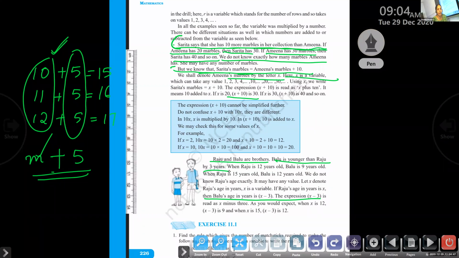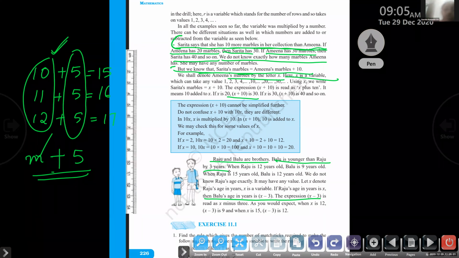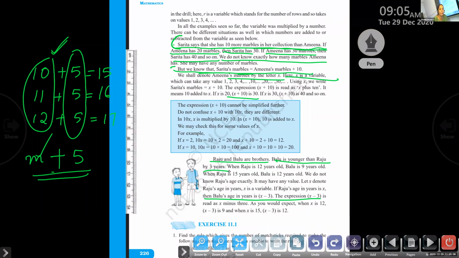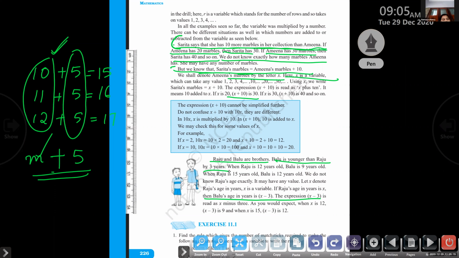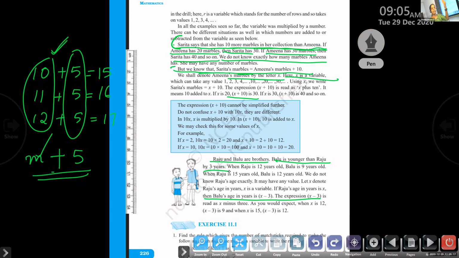Suppose Devika is 10 years old, her sister will be the small one, 4 years difference, right? 6 years old. Devika will become 11 years, so her sister will become 7 years. So how many years difference, children? 4 years. With Devika's age, her sister's age also will be changing, right? Yes, ma'am.